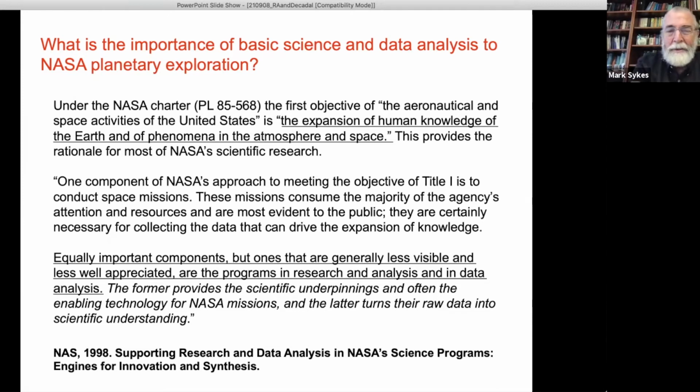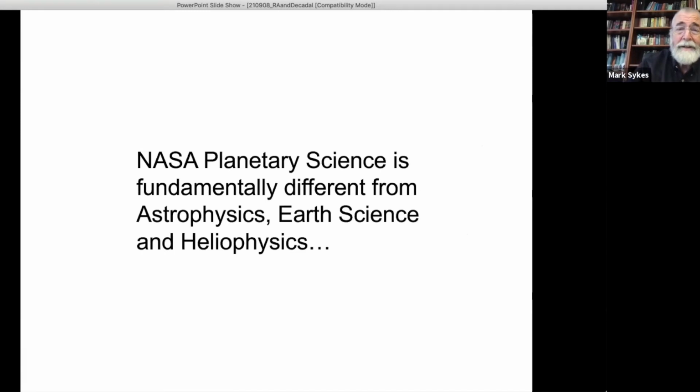And these programs provide the scientific underpinnings and the enabling technology for NASA missions, and the data analysis part of it turns the data into scientific understanding. This is in an Academy report from more than a couple of decades ago. There's actually a lot of Academy reports on this kind of topic.